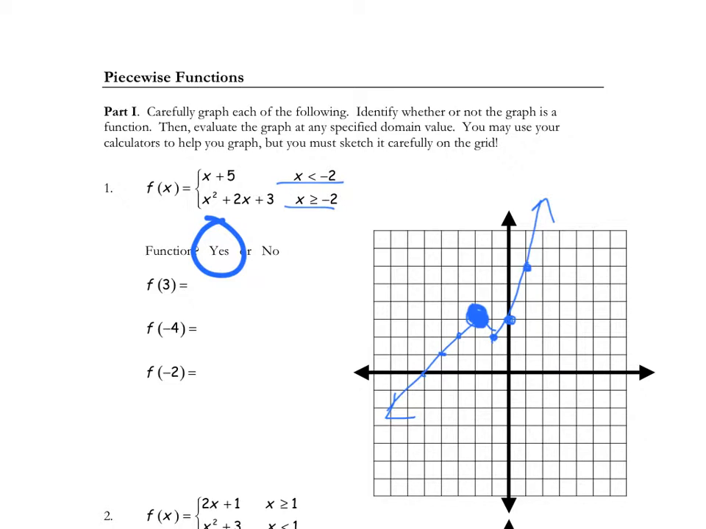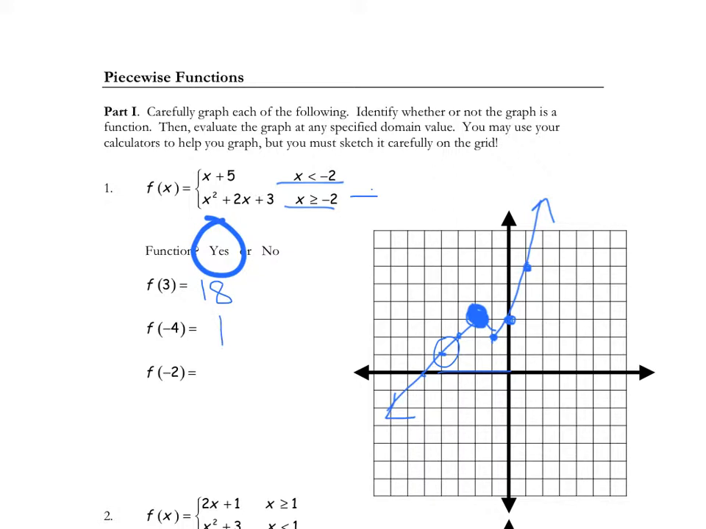The next part asks me to evaluate this function at 3. 3 is greater than or equal to -2, so I should plug it into the second piece of that function. When I plug it in, 3 squared plus 2 times 3 plus 3 is 18. Notice that this is not on my graph, so I couldn't use my graph to figure that one out. However, the next one, f of -4, is on my graph, so I could use my graph to actually answer that question. I would go over -4, and then I noticed that my output is 1.